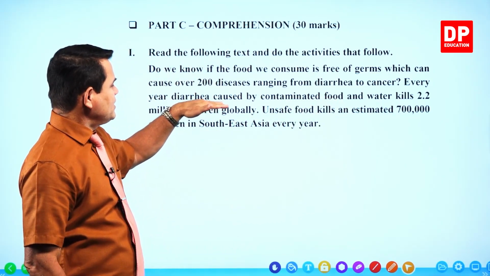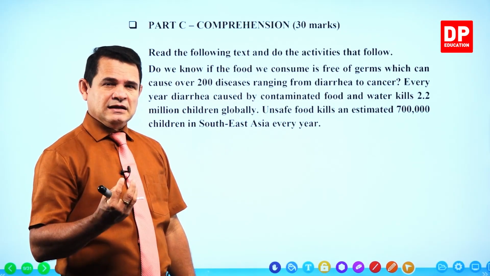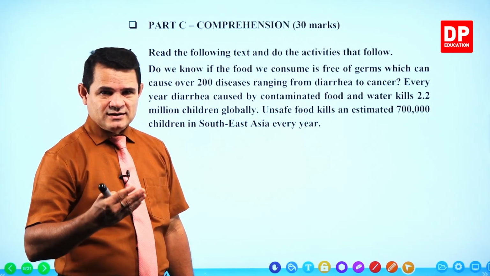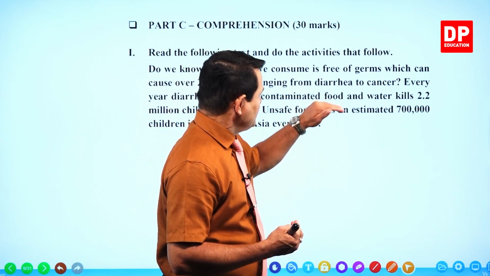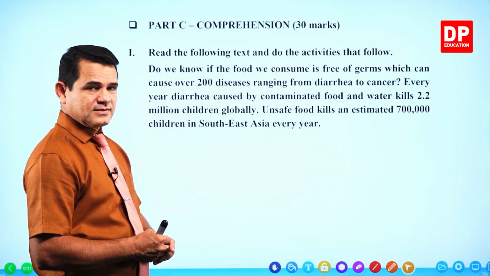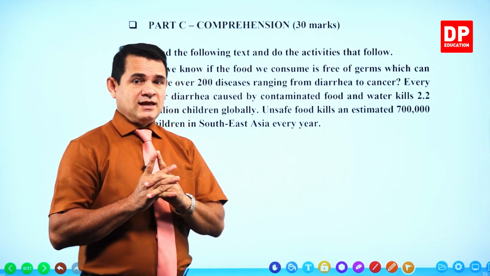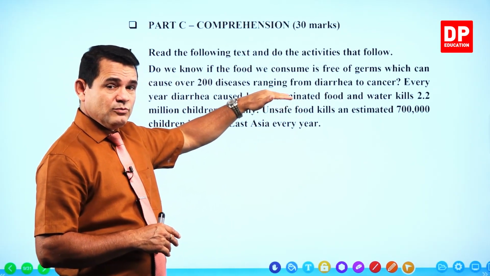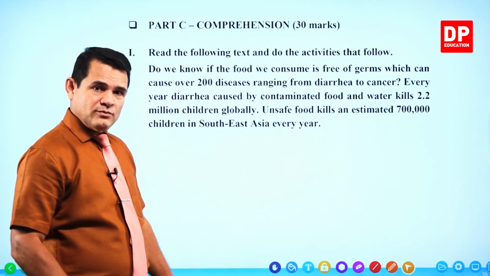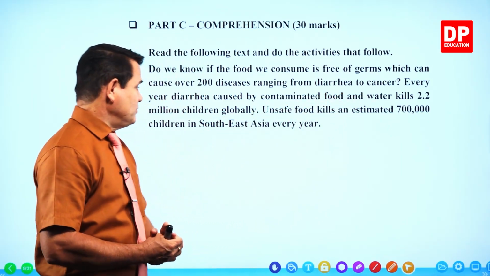Every year diarrhea caused by contaminated food. What is contaminated? Spoiled, old food like that. And food and water kills 2.2 million children globally. Every year, because of these causes, 2.2 million children worldwide get diarrhea. The number affected by diarrhea from eating spoiled food is 2.2 million children globally.